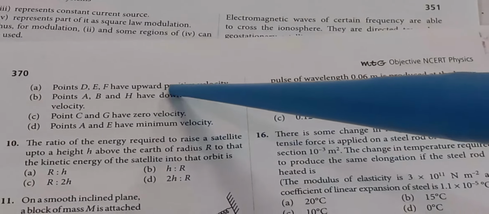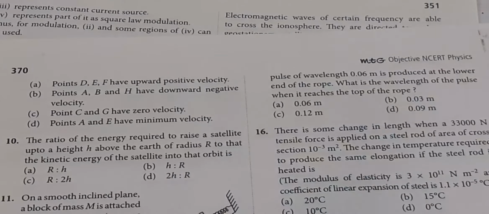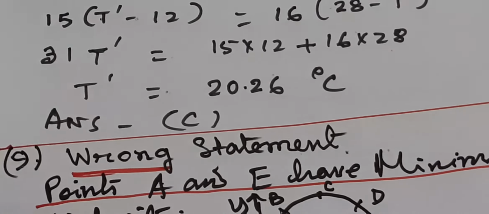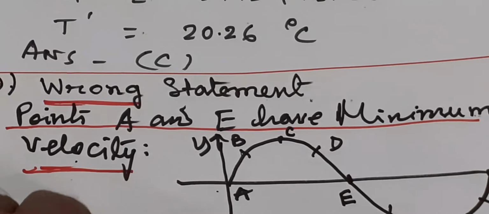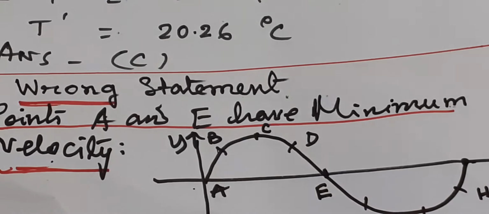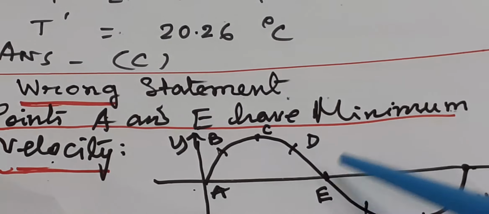Points D, E, F have upward positive velocities. You can see in this diagram, of course, D, E, F.